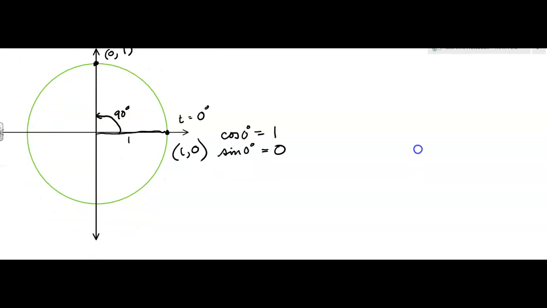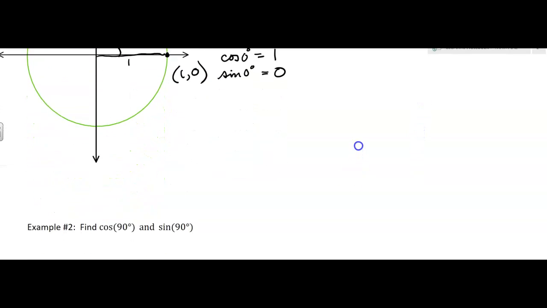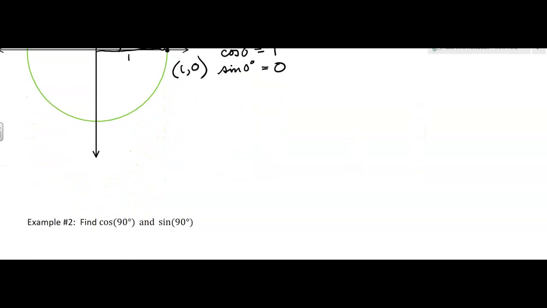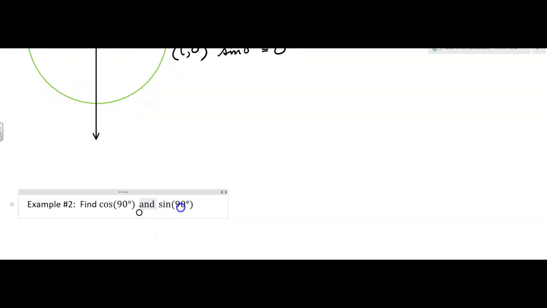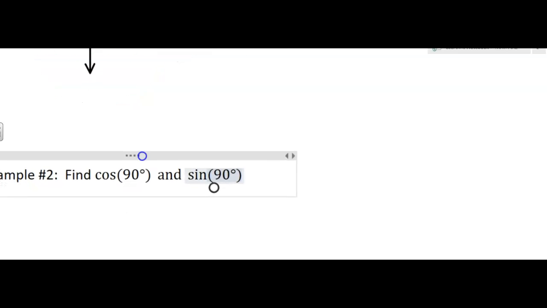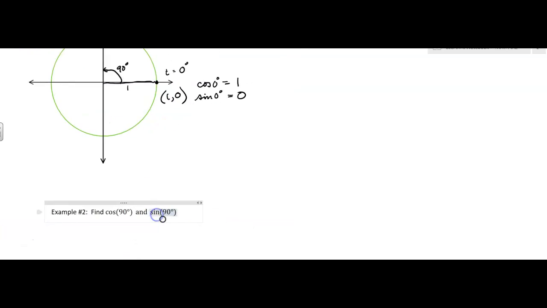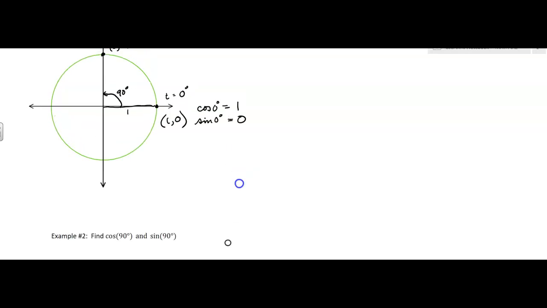Okay, now this is actually example 2. Find the cosine of 90 degrees. I wonder if I could move that. It's not moving for me. It's just getting bigger. Okay, make it smaller. Let's see if I can squeeze it in there. So there it is. Find the cosine of 90 degrees.